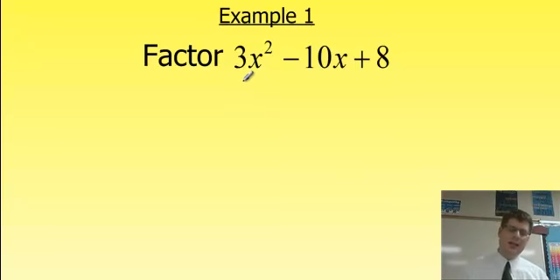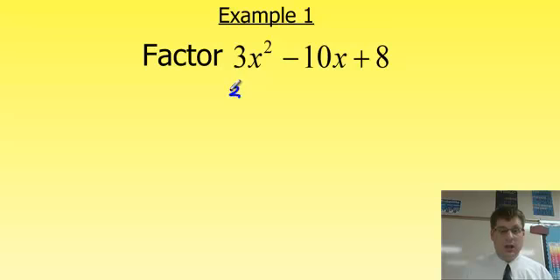So I'm going to ask myself, well, what times what gives me 3x squared? Well, 3 is prime, so I only have one choice. I can say 3x and x. That'll give me 3x squared. Then I'm going to look at 8, and I'm going to say, okay, well, what times what gives me 8?